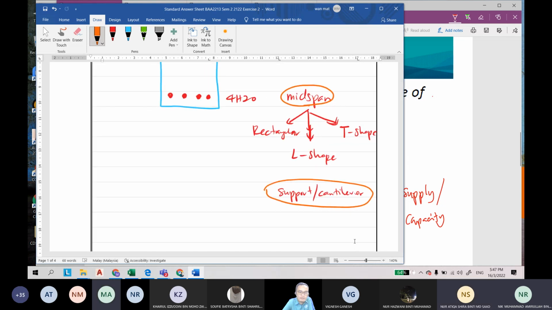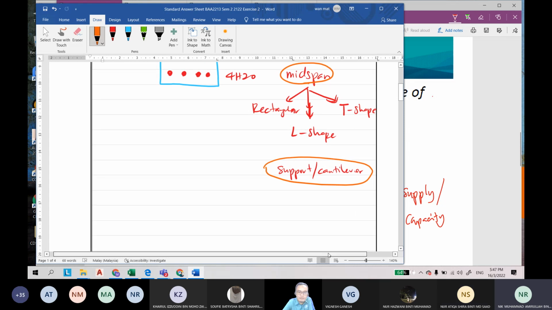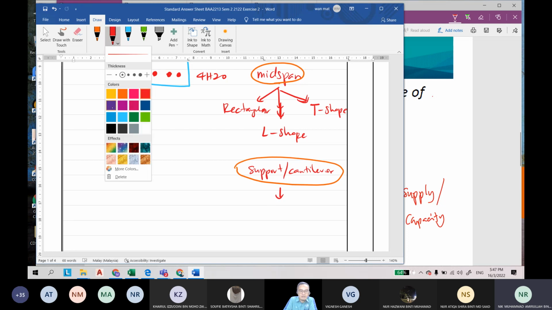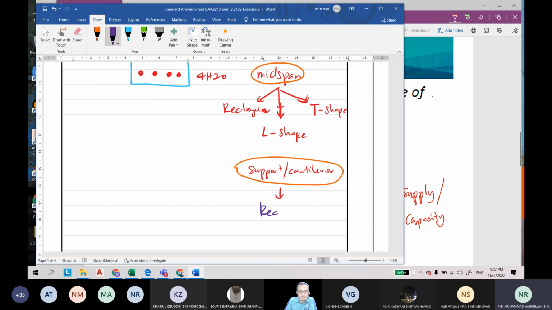Rectangular and L shape. Okay, good answer, but I want you to know that you only have one possibility, which is only rectangular. I will explain later why, near the support or for the cantilever, the beam design only considers rectangular shape.